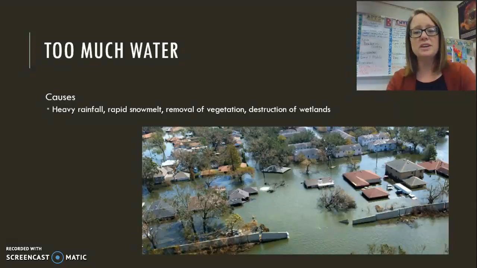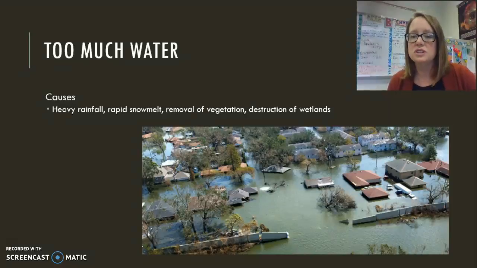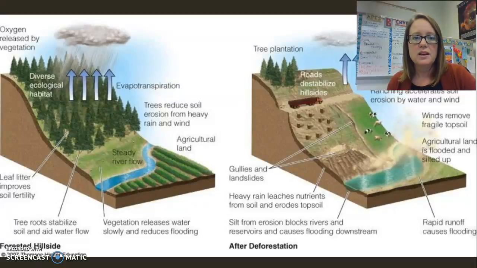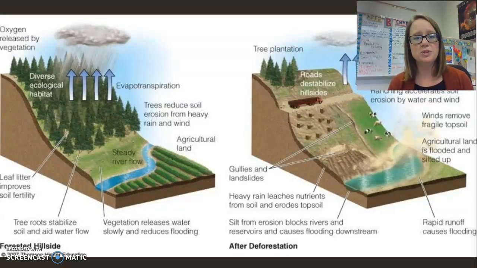We also have the problem of having too much water anytime you have heavy rainfall or rapid snowmelt, and this has been affected by humans, as we saw, by creating more impervious structures, by removing vegetation, destroying our wetlands. Looking at these two diagrams, the first one on the left is before deforestation, and notice that there's more evapotranspiration, so that's reducing the amount of water that's running into the river. It also reduces soil erosion.